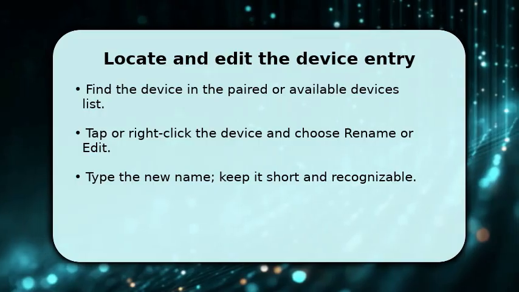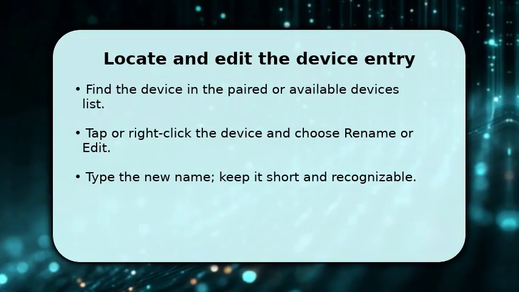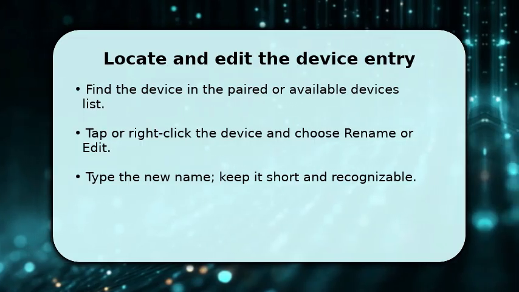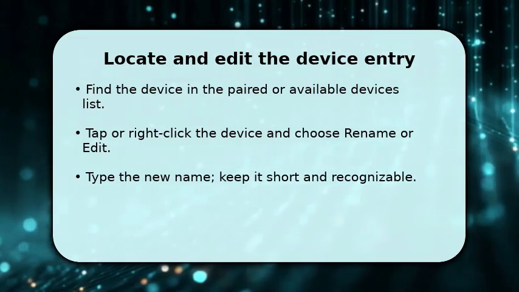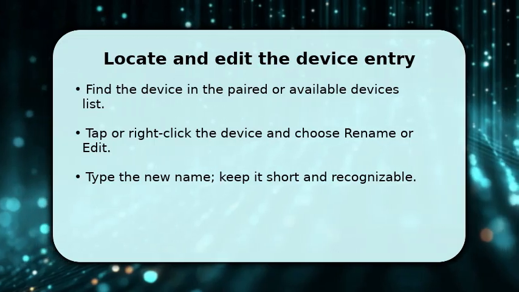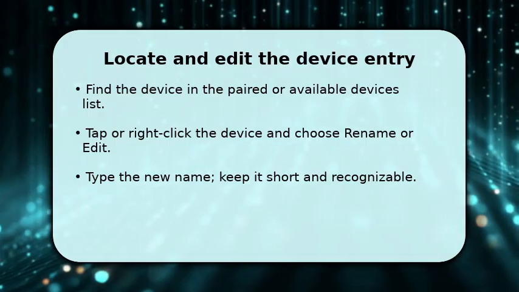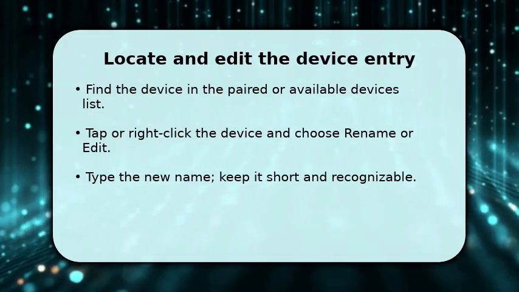Once visible, tap the item on a phone or right-click on a computer, then choose Rename, Edit, or Device Details depending on platform. Type the new name into the field. Pick something short and recognizable so other devices can display it cleanly. If the option is grayed out, make sure the device is connected or paired.